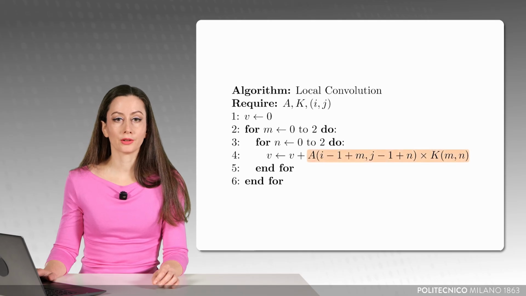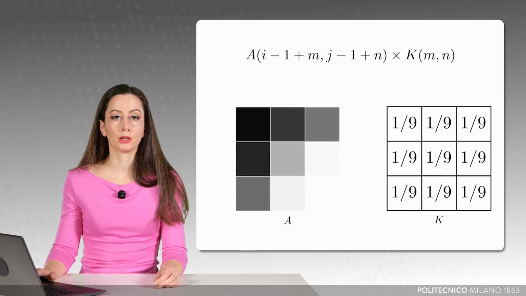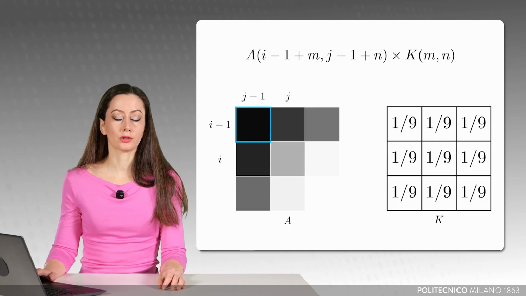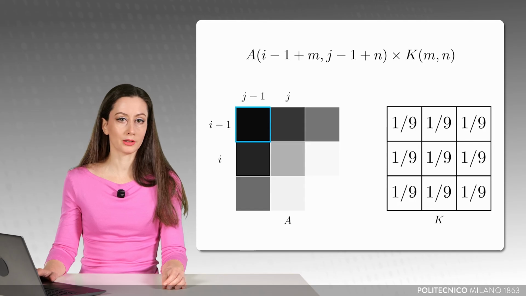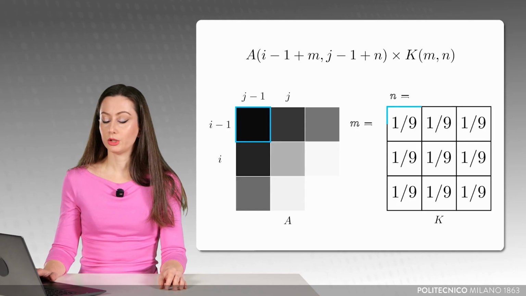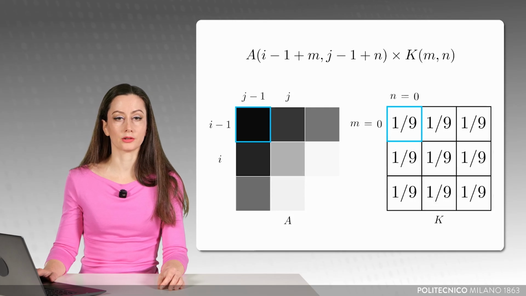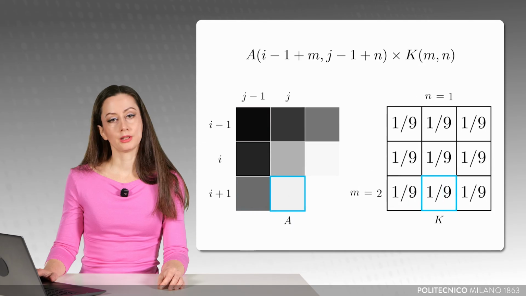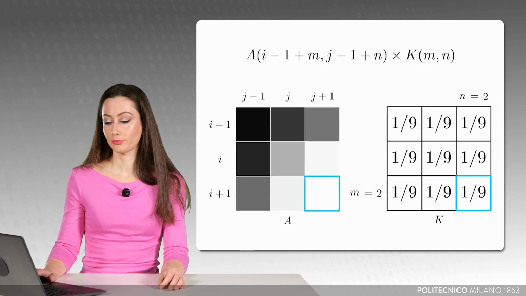It is worth focusing on the indices here. So the idea is to go around the pixel i, j. This means that in the portion of the matrix A, the top left corner has position i-1, j-1, which corresponds to m equal to 0, n equal to 0 in the kernel. Increasing m, we move down. Increasing n, we move right in both matrices.